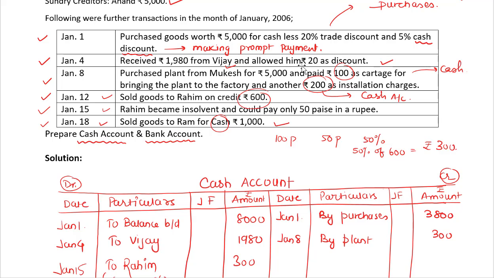Students, we had taken an assumption over here that the purchase of plant from Mukesh of 5,000 is a credit transaction. But we had paid the cartage expenses and installation expenses in cash, and that is why we took over here only 300. If the whole is paid in cash, then over here it would be 5,300. I believe you are clear with this. So we had taken an assumption on January 8 that the plant and machinery purchased from Mukesh, that is of 5,000, is a credit transaction. I believe I'm making sense to you.